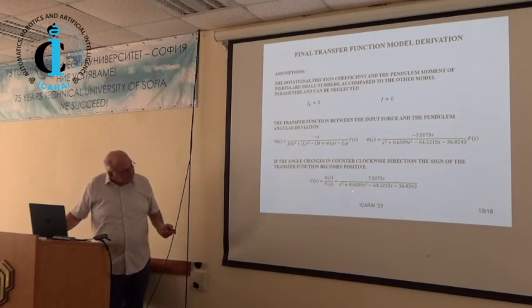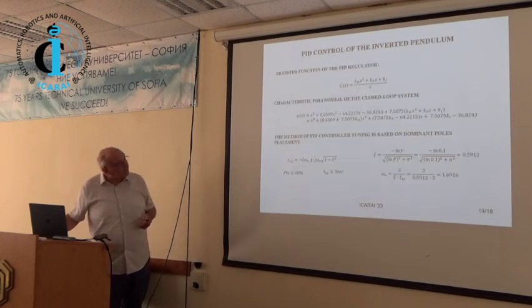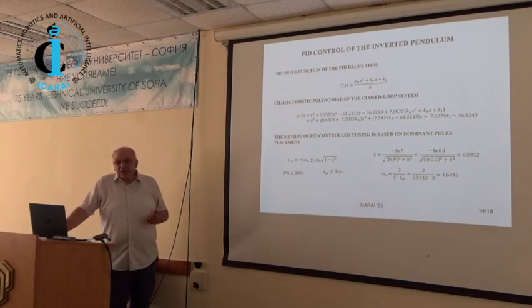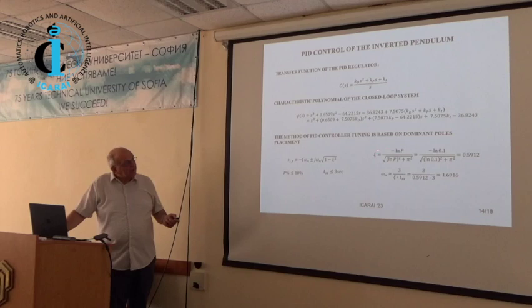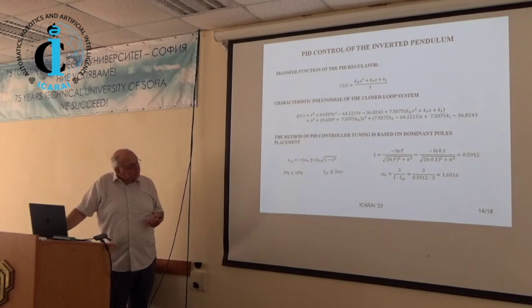Now, as you see, the necessary conditions for stability are not satisfied, so the system in the upper position of the pendulum is unstable. So first of all, we have to stabilize it. The PID controller which we use is the standard one, presented by this transfer function, and the method of tuning the parameters of the PID controller is by using the method of dominant poles placement. That means the two poles most closely placed to the imaginary axis.